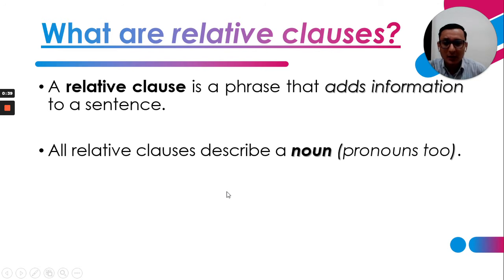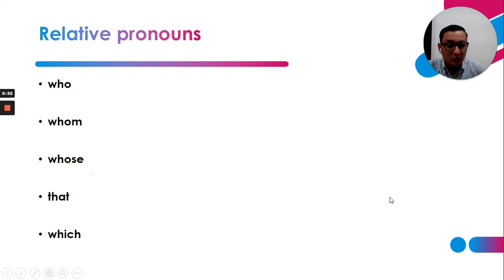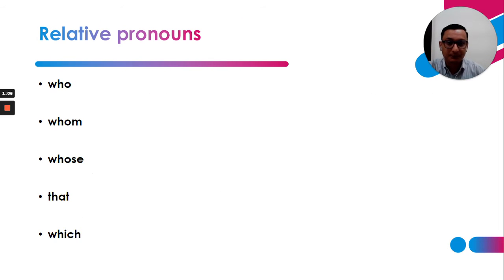And they begin with one of these words. We classify these words into relative pronouns and relative adverbs. Relative pronouns we have that, which, whom, who, whose, and relative adverbs where, when, why, because. They talk about places, time, and reason, right? And if you remember, adverbs have that function. That's why we call them relative adverbs.